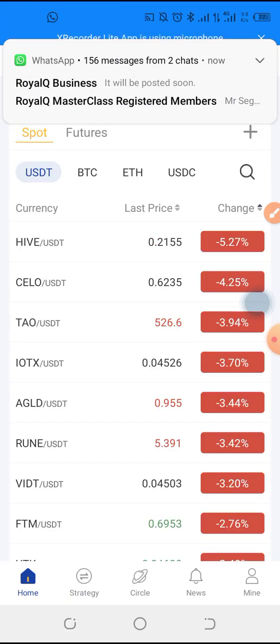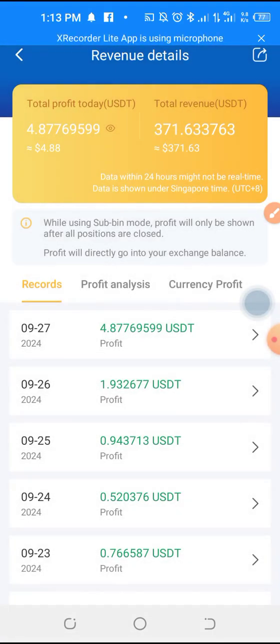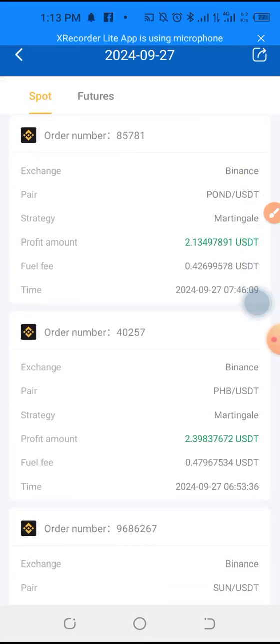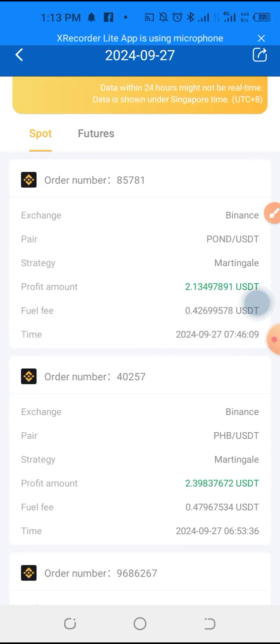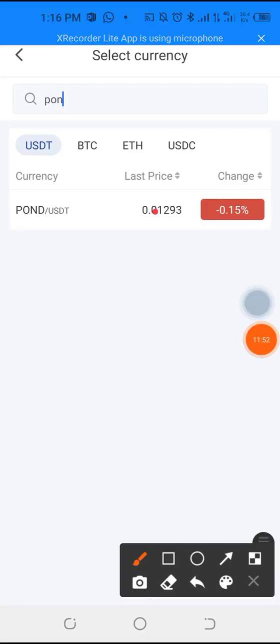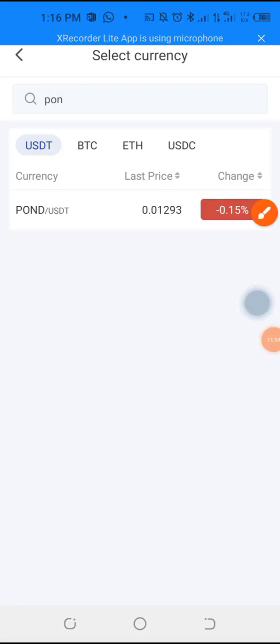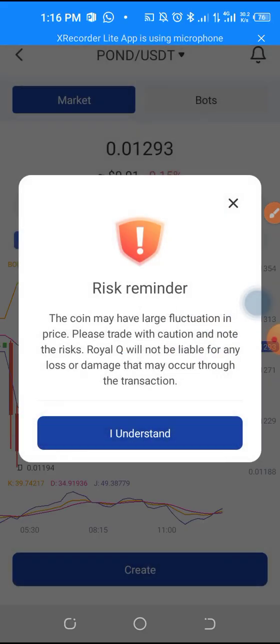Now I can show you that today alone I've entered 3 trades using this strategy. One is PHB and then Pond. So this is the third using this strategy, because the market is moving, so the coins will be selling very, very fast. This is the third trade I'm doing today, taking a small percentage.